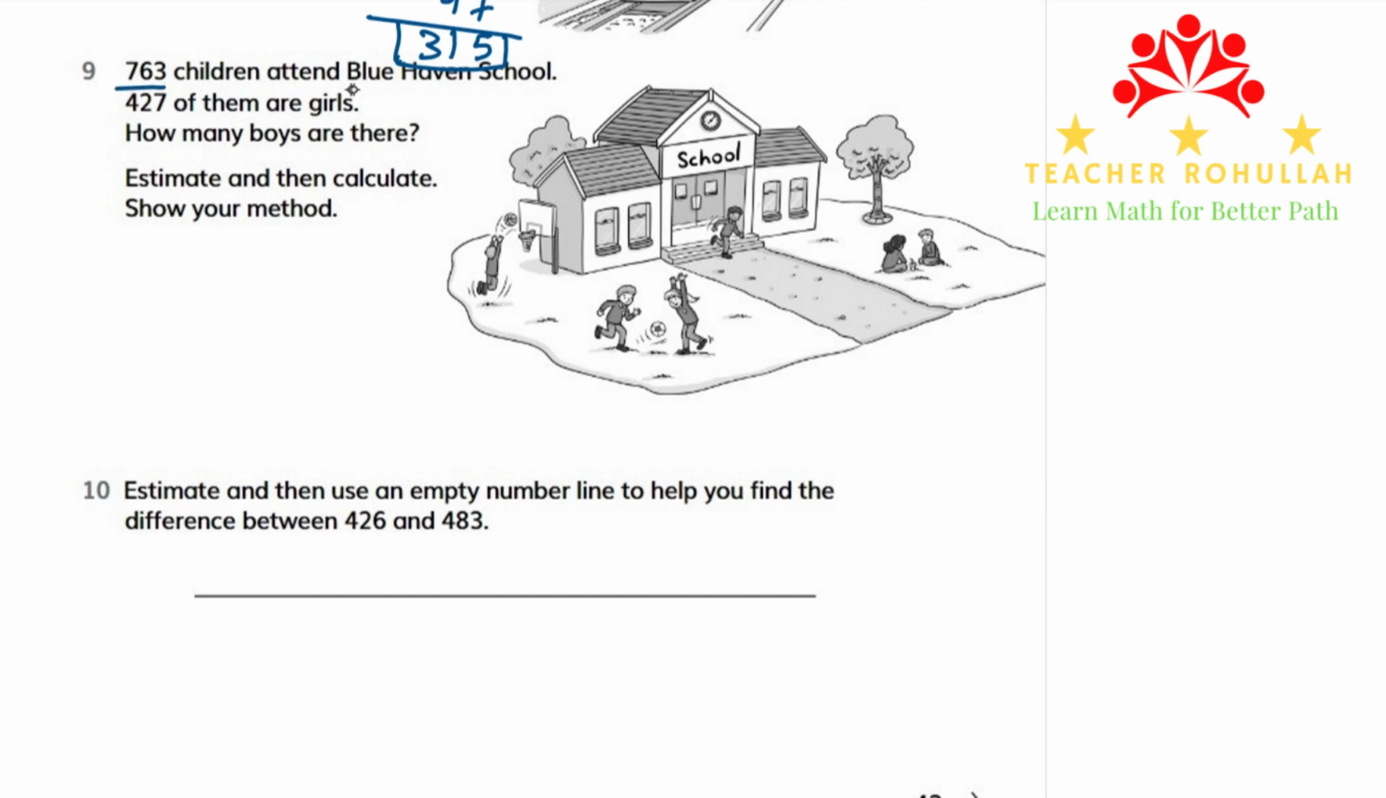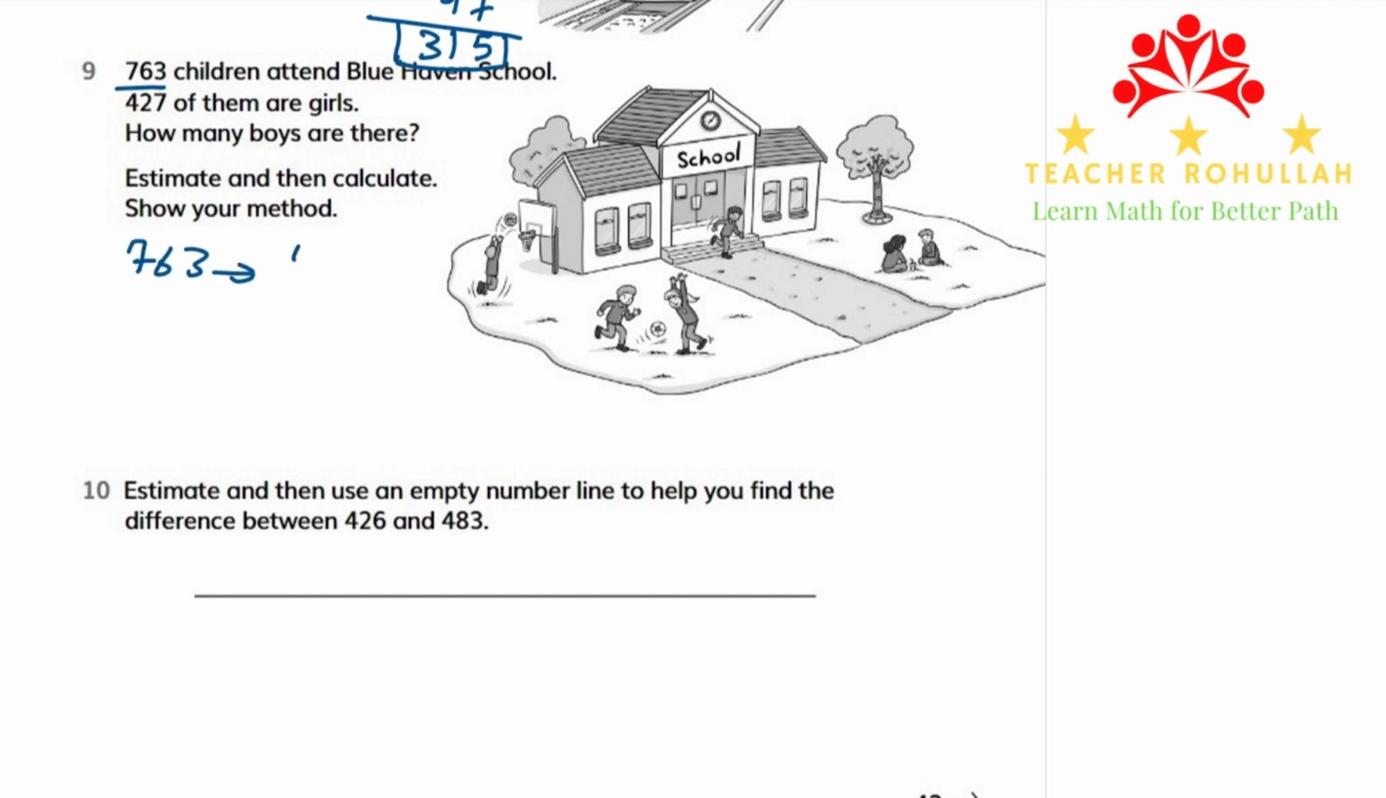763 children attend Blue Heaven School. 427 of them are girls. How many boys are there? We are asked to estimate and then calculate and show the method as well. So to estimate, I will use rounding here again.